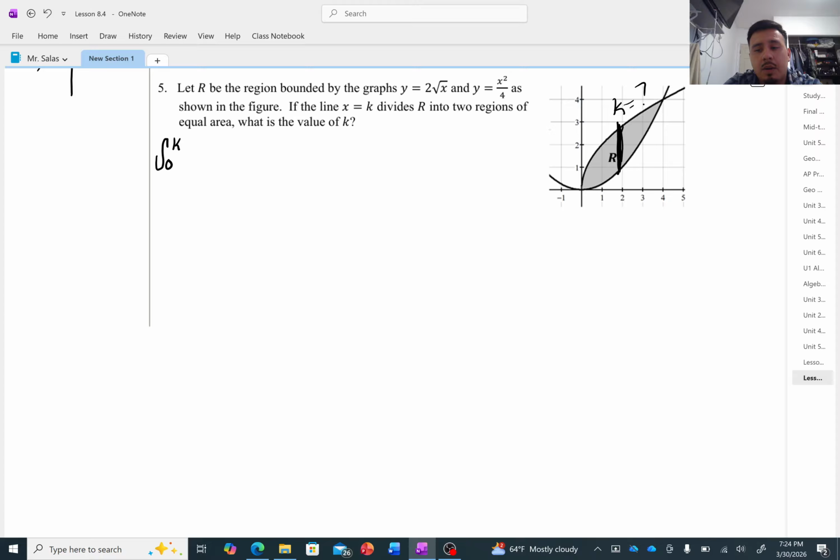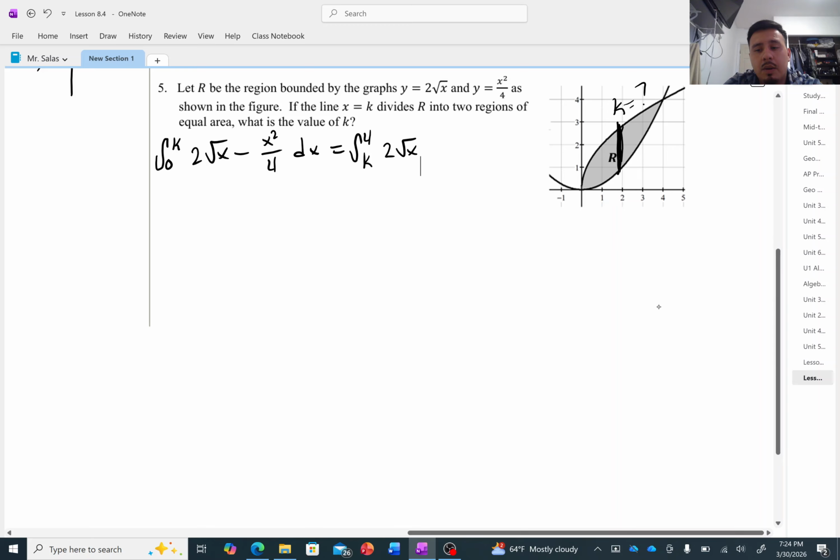My function, I know my top bound is 2 square root of x minus x squared over 4 dx, integrated from 0 to k, is equal to the integral from k to 4 of the same thing, 2 square root of x minus x squared over 4 dx.